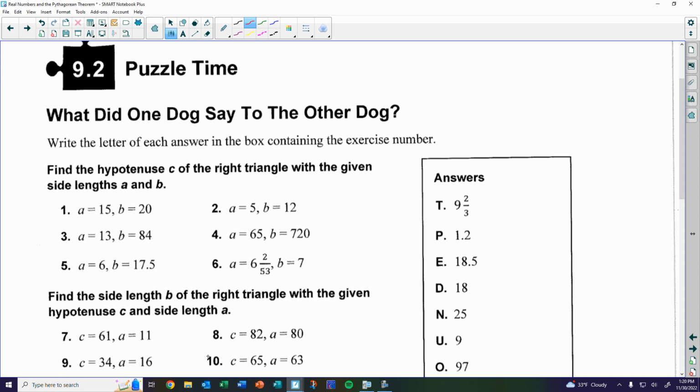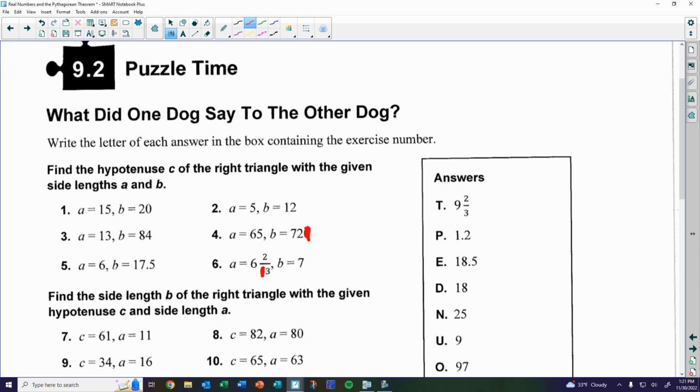So for number 4, this is not 720. This is 72. Scribble out the 0. Okay? And for number 6, this is right after you do your problems on 9-2. That puzzle time is the next page right after that. So the homework that we checked today, it's the next page. Okay? Number 6, where it says 6 and 2/53, it's supposed to be 6 and 2/3. Cross out the 5. Okay?